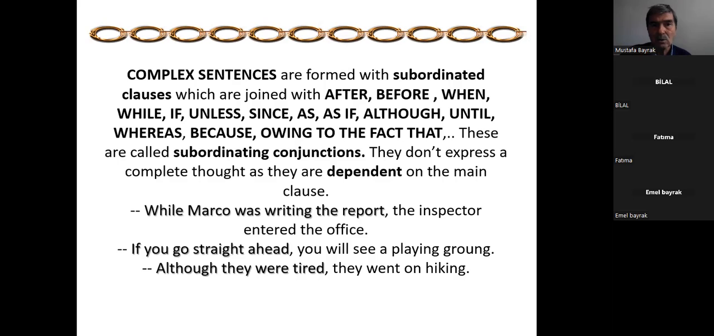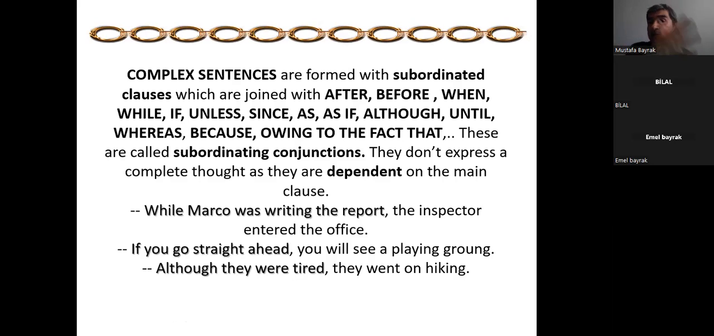So these are called subordinating conjunctions. They don't express a complete thought as they are dependent on the main clause. For example, while clause: Marco is subject, was writing verb, the report object. Yesterday, for example, a complete sentence structure, but it doesn't have a complete message in it. While Marco was writing the report, we don't understand the meaning. We don't get a message. While Marco was writing the report, so we need the main clause in these complex sentences.